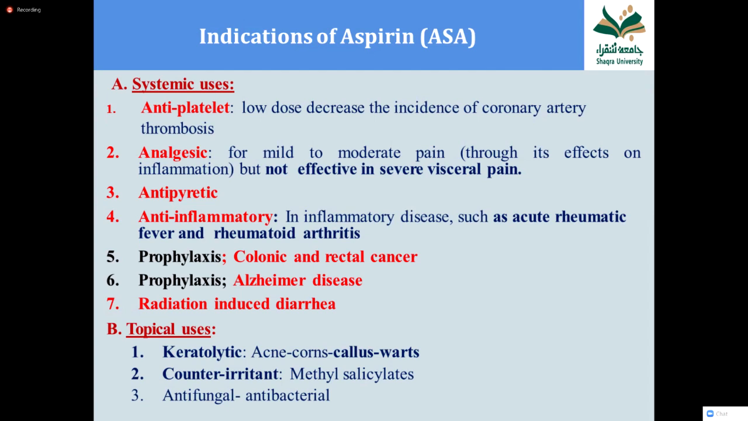It has antipyretic and anti-inflammatory effects. It can be used as prophylaxis in colonic and rectal cancer, and even in Alzheimer's disease, because the chances of development are decreased. In radiation therapy, prostaglandins may induce diarrhea. So we use antiplatelet COX-1 inhibitor drugs such as aspirin to reduce this diarrhea in radiation-induced patients.